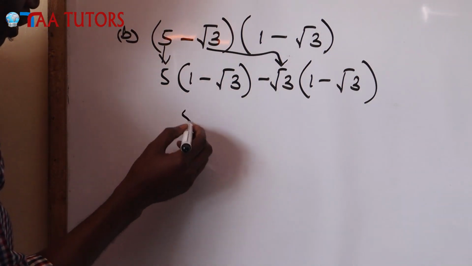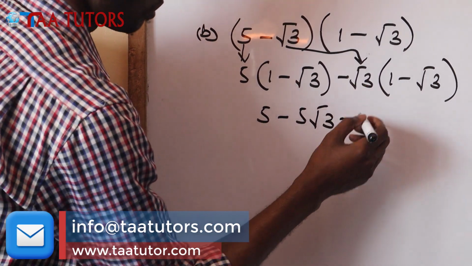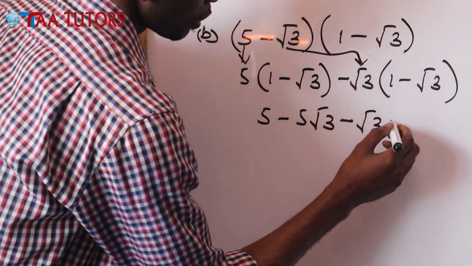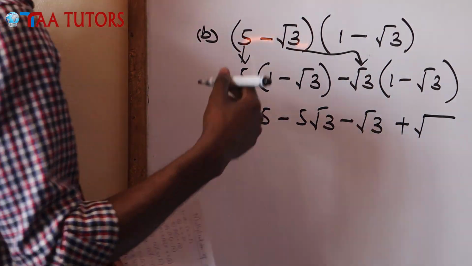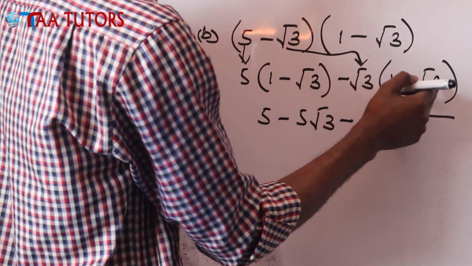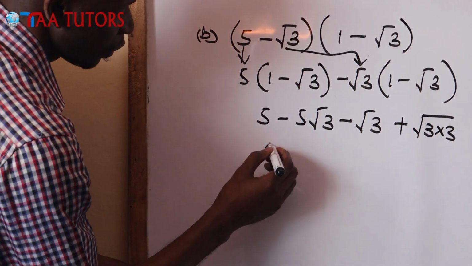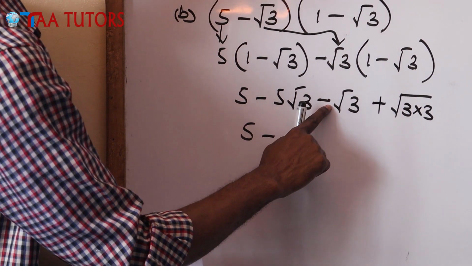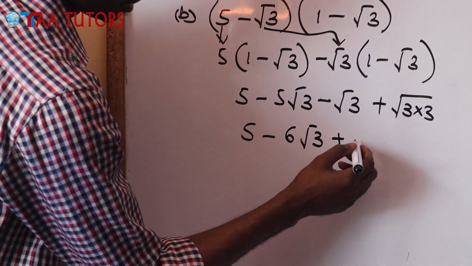So 5 times 1 is 5, minus 5 times surd 3 is 5 surd 3, minus surd 3 times 1 is surd 3, or 1 surd 3, then minus times minus is plus. So we get plus surd 3 times surd 3, which is the same as the surd of the product of the numbers, surd of 3 times 3. So we have 3 times 3 here. So this is going to be 5 minus 5 minus 1 is negative 6 surd 3 plus, this is surd 9.